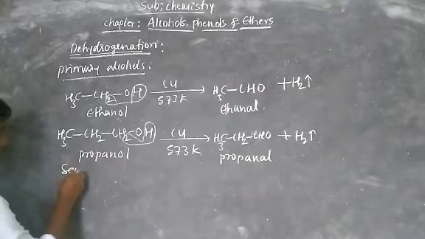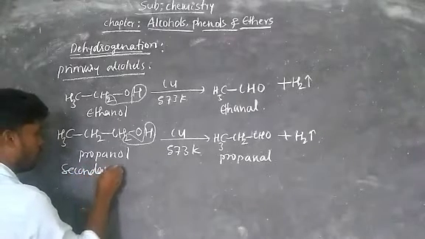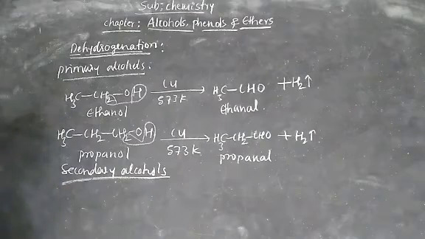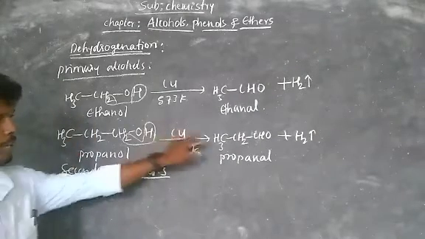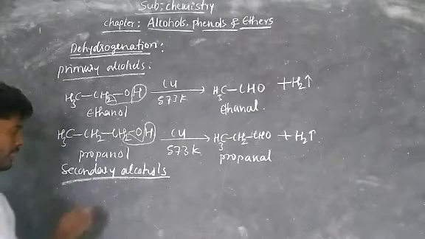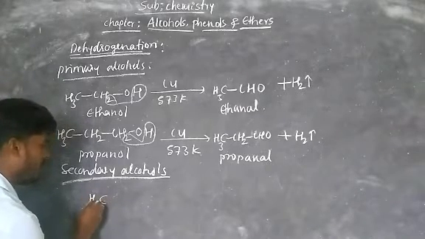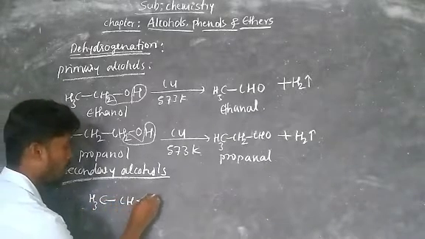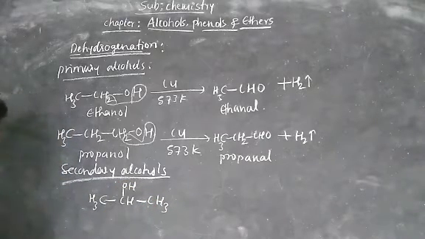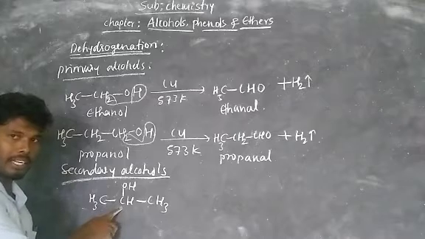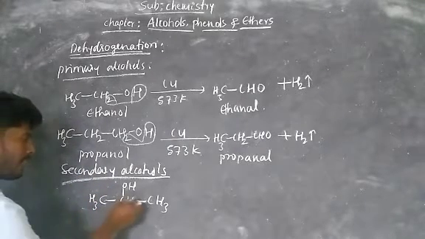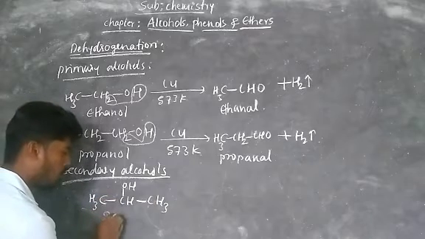Similarly take secondary alcohol. Dehydrogenation in secondary alcohol. See, from primary alcohol you get aldehydes. So what do you get from secondary alcohol? Let's see. Now take secondary alcohol, that is CH3 bond CH bond CH3. This is a secondary alcohol, right? It means the OH group is attached to the secondary carbon, which has only one hydrogen. Now what is its name? 1, 2, 3. That is 2-propanol.